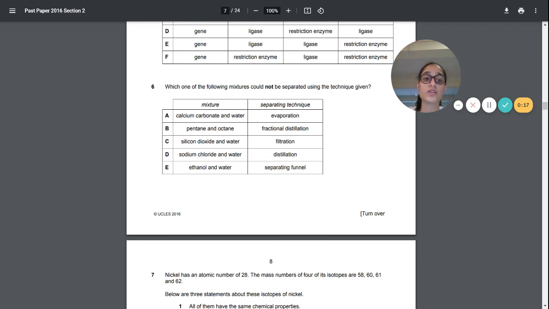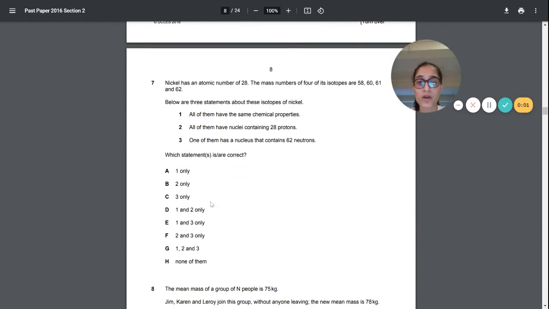Sodium chloride and water through distillation, that's right. Ethanol and water are miscible liquids, and they will not separate using a separating funnel. You only use a separating funnel when you want to separate immiscible liquids. So the correct option is E. Question 7.